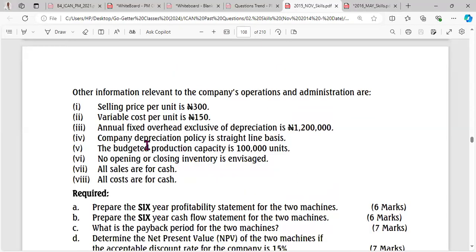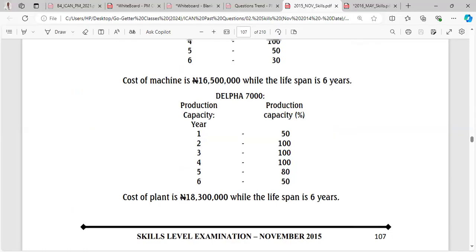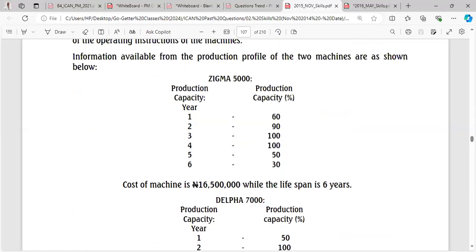Now, we are told that budgeted production capacity is 100,000 units. So this is your 100%. So when they say they are going to do 50%, it's going to be 50% of 100,000. This is 100% of 100,000, like that is 80%, this is 50. So use that to get your quantity for the year.